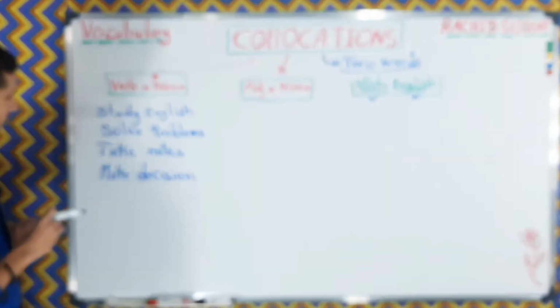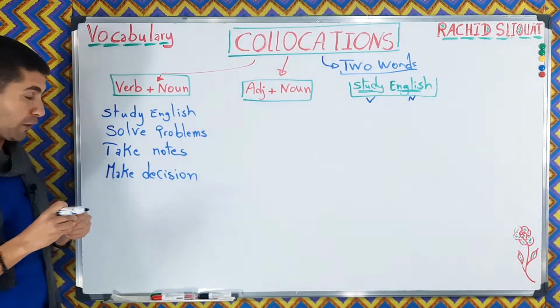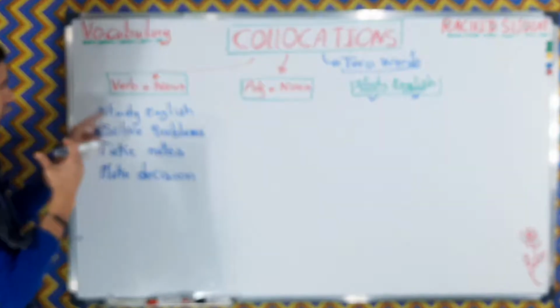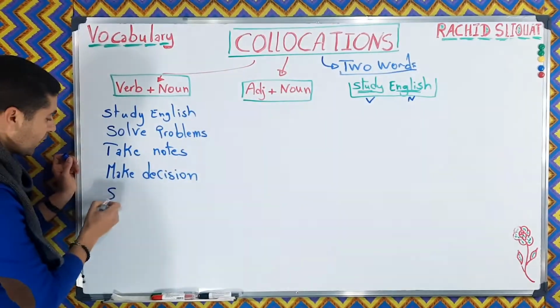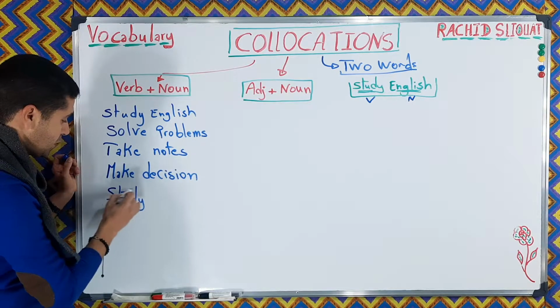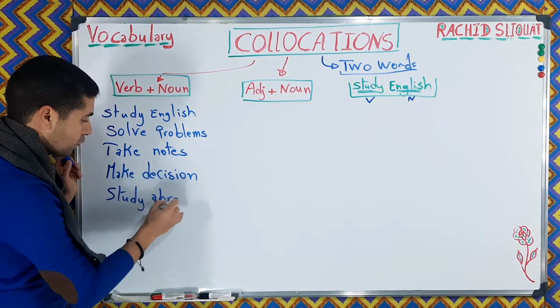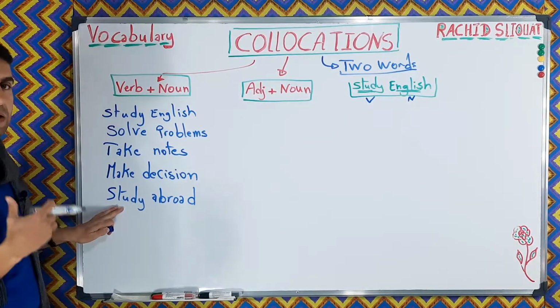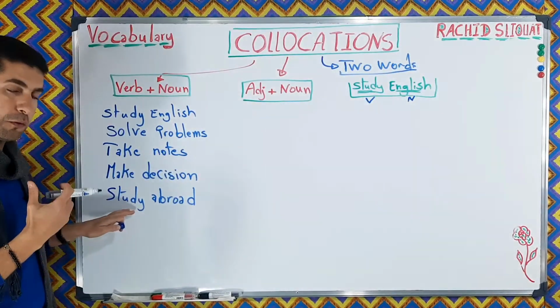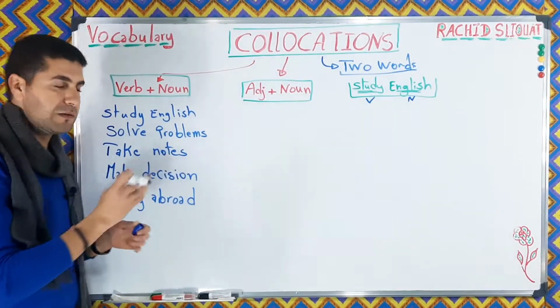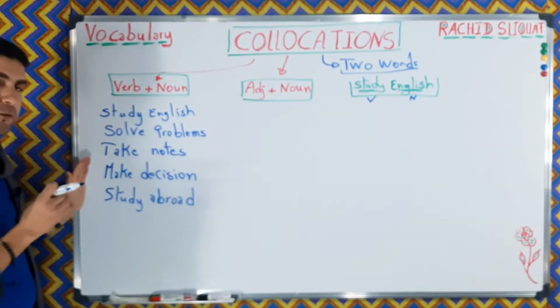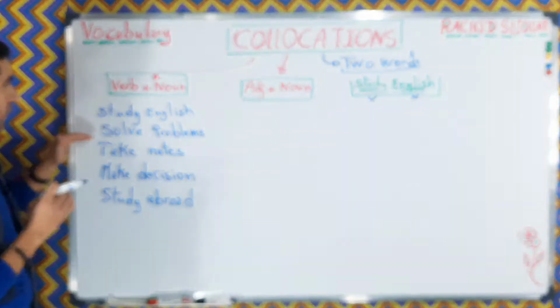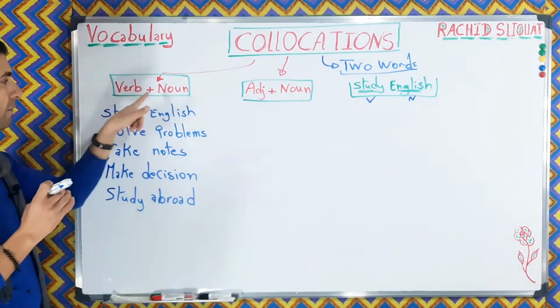So again, we can talk about other verb plus noun collocations. We can say study abroad. Study abroad. All right. Study is a verb, and abroad, it is a noun. All right, so here we have some examples of collocations with verb plus noun.